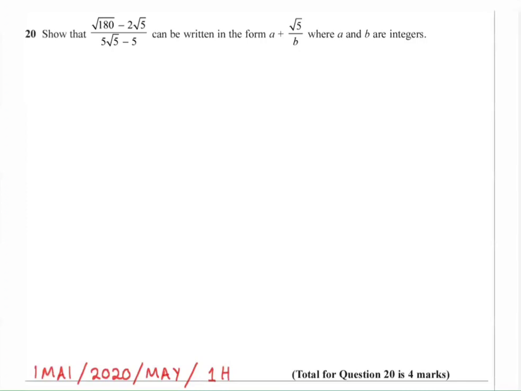What are integers? Integers are positive or negative whole numbers. No fractions, no decimals, no surds for A and B. A and B must strictly be positive or negative whole numbers.